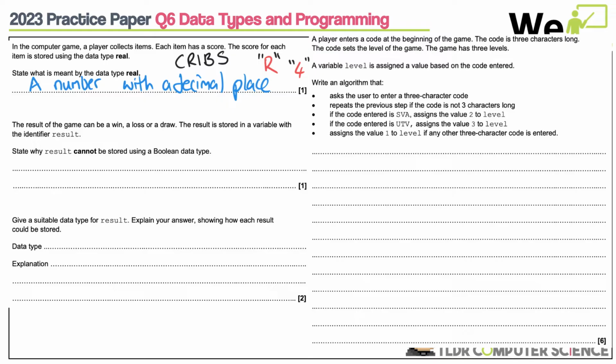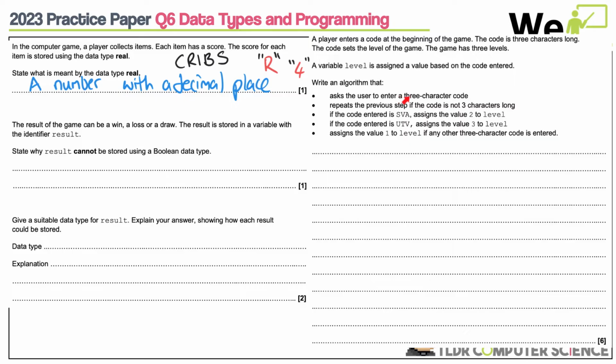Okay, next question is going to require us to do a bit of programming, or answer it with programming. A player enters a code at the beginning of the game. The code is 3 characters long, and the code sets the level of the game. The game has 3 levels. A variable level is assigned a value based on the code entered, and we have to write an algorithm. See, these bullet points are a bit of decomposition. We can tackle it bullet point by bullet point.